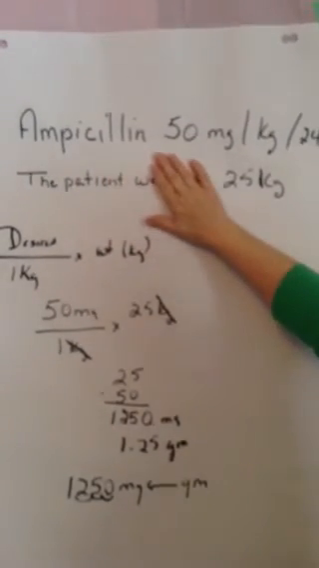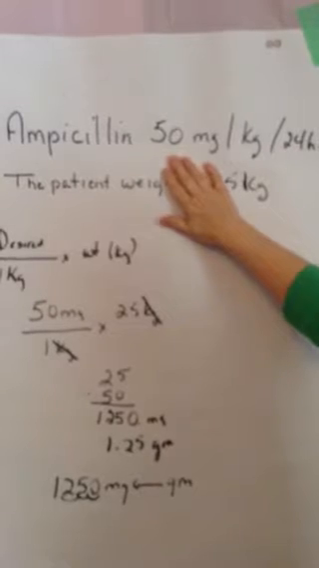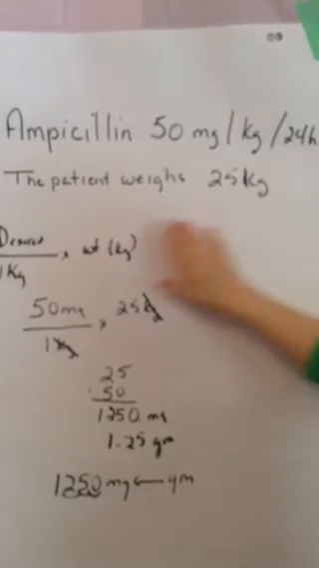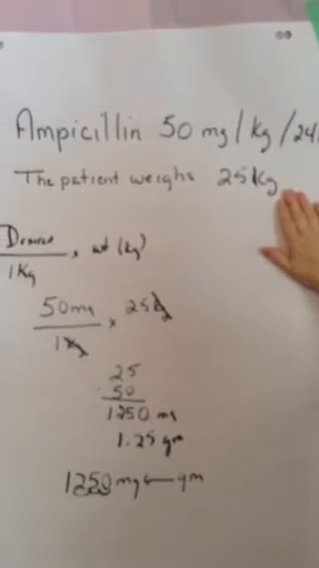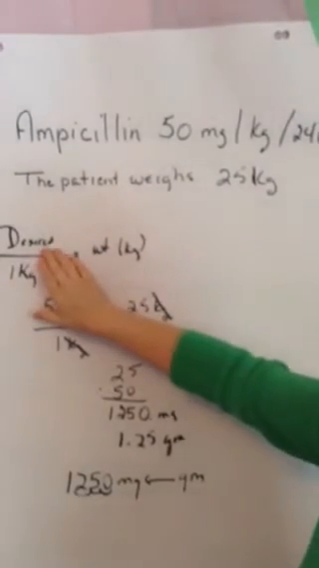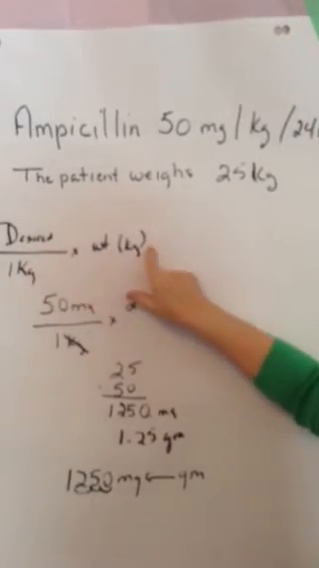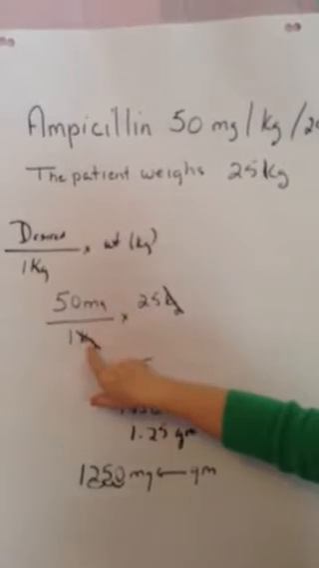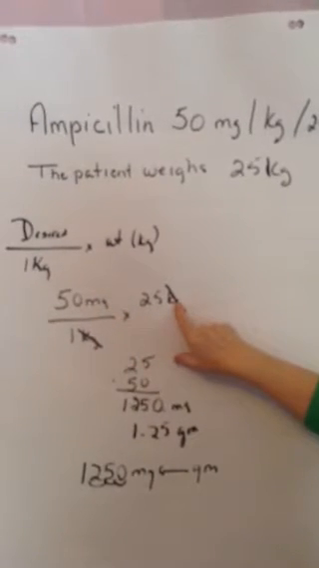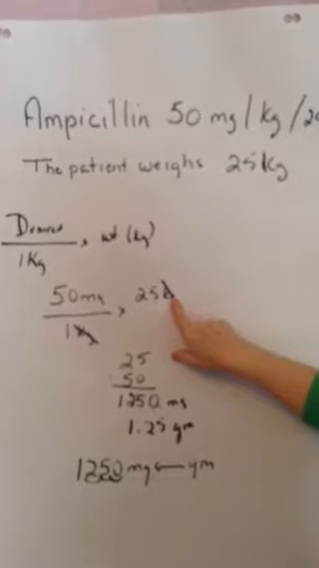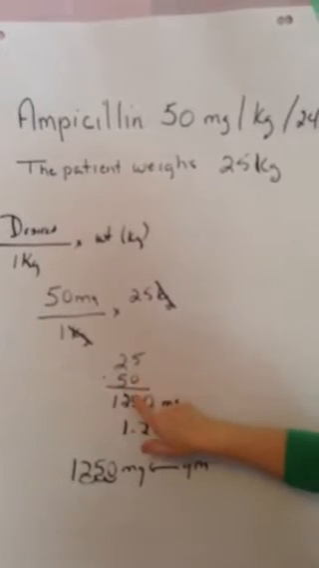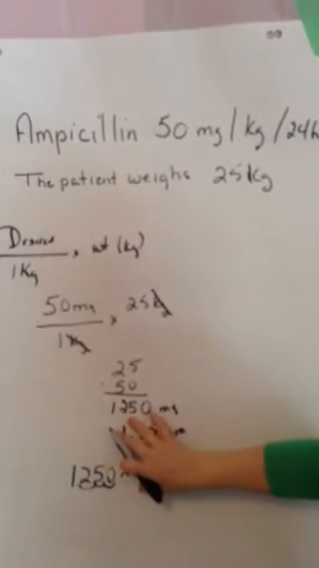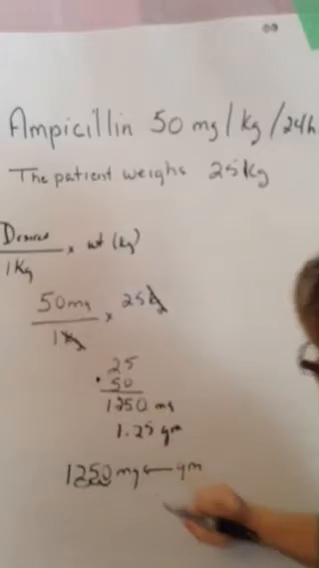So we know that for ampicillin, a safe dosage is 50 milligrams per kilo per 24 hours. Our patient weighs 25 kilos. So our desired over kilograms times weight is the formula that we use. So 50 milligrams per 1 kilo times the weight, which is 25 kilos. So we're going to multiply 50 times 25, and when we work that out, we get 1,250. Know that that's a times.